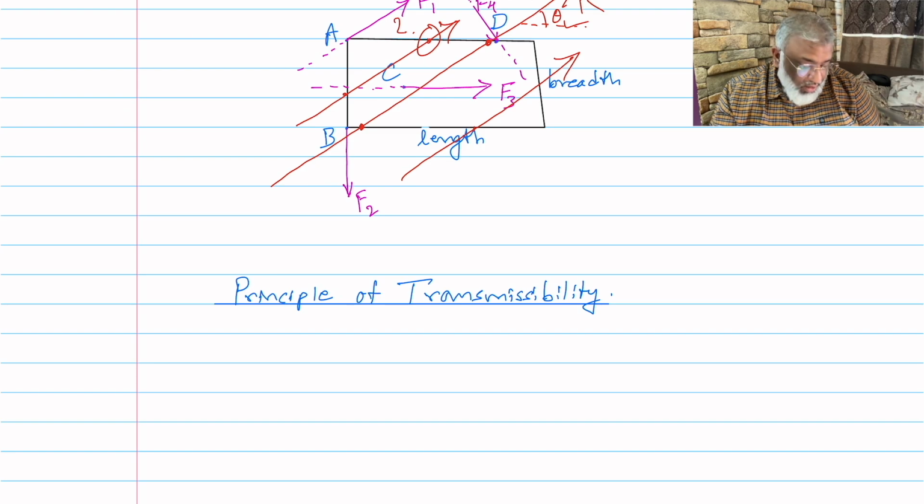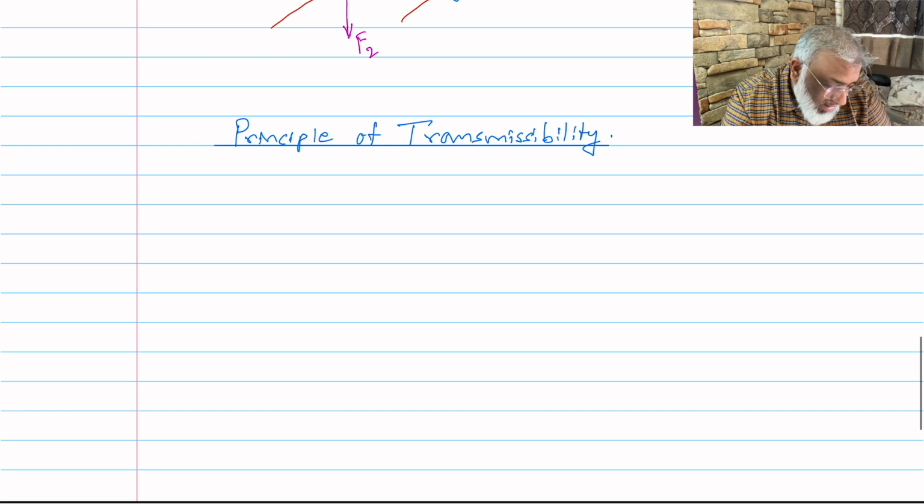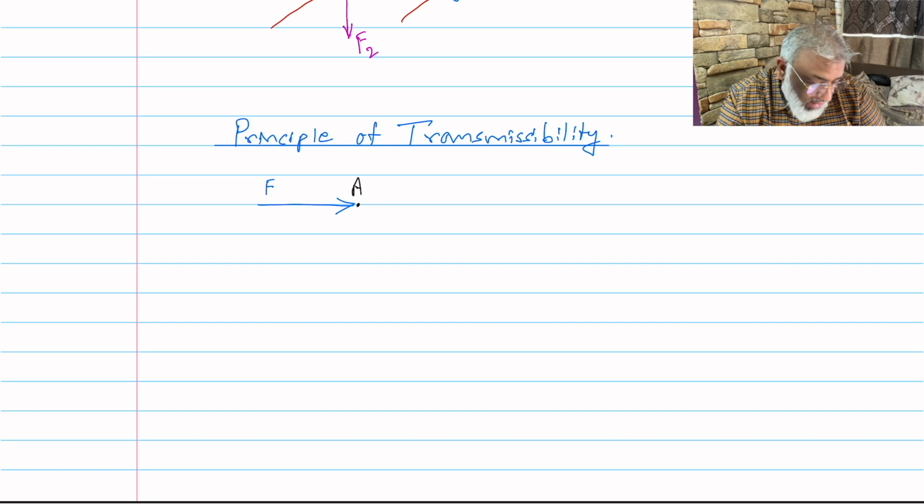Okay, so starting with the principle of transmissibility, to understand this principle, let us take a point A on which a force F is acting on the left hand side. It's acting towards point A. Now this is as good as the same point A having the same force F on the right hand side, but this time acting away from A.